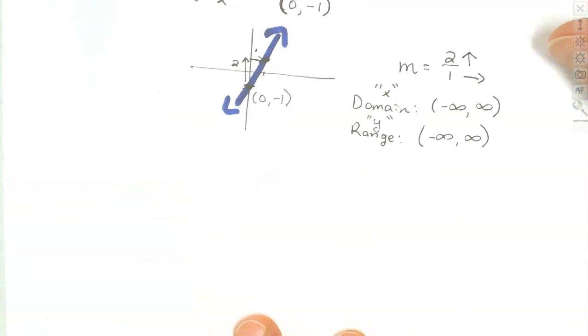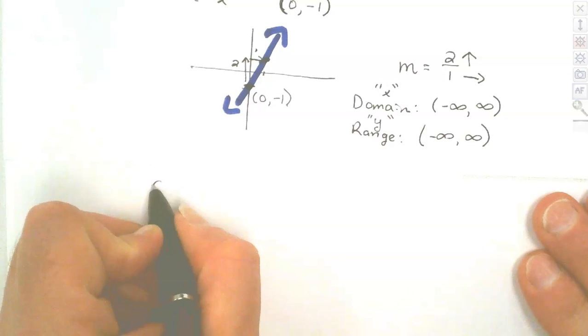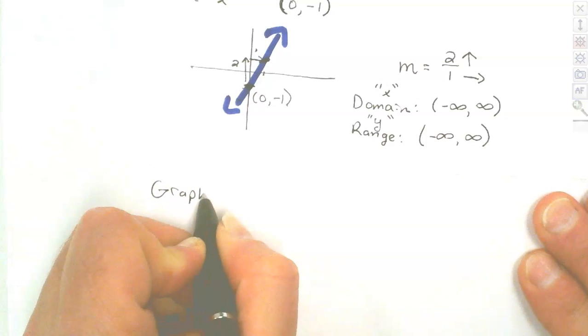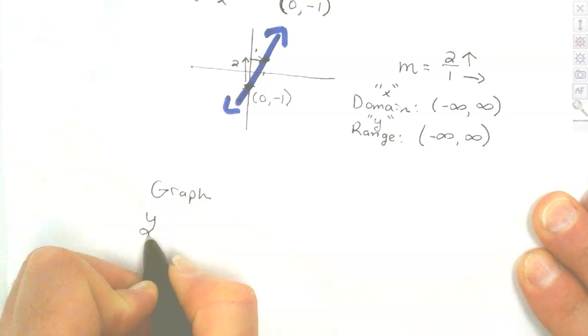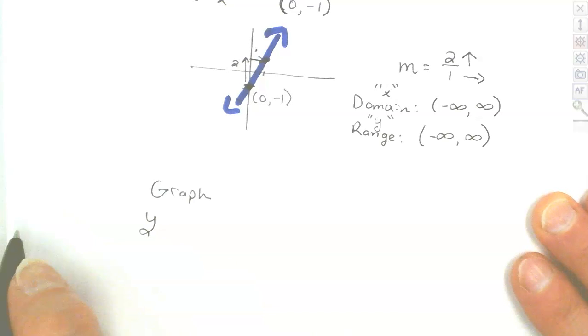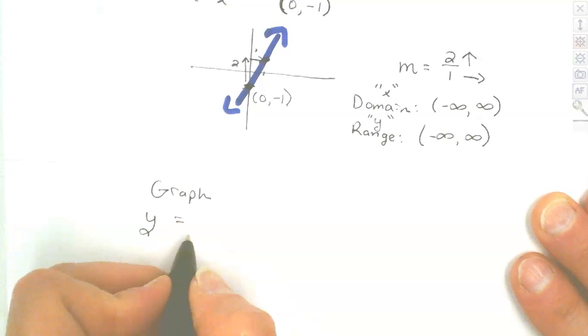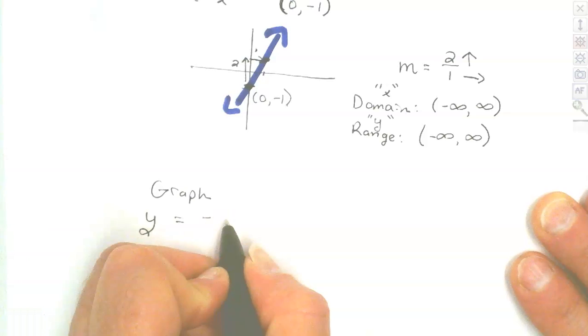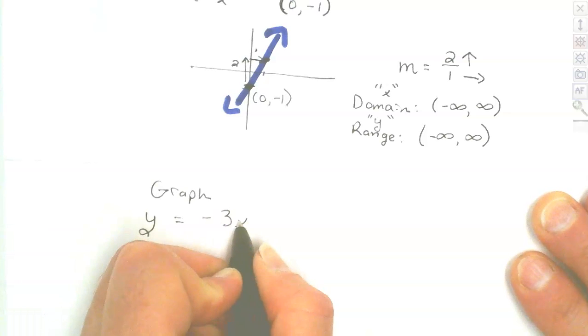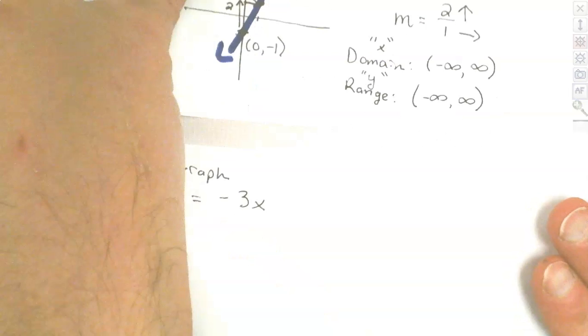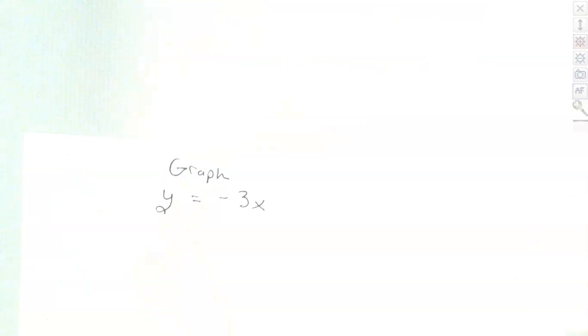Okay. Let's try another one. Let's try to graph y equals minus 3x. So we want to try and graph y equals minus 3x. Well, what's different about this one? There's no number on the end.